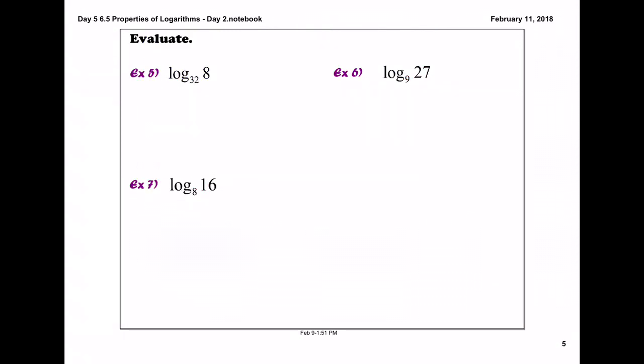The log button on your calculator says log. So let's evaluate a couple more examples. Example number 5 says log with a base 32 of 8. I know that for 32 and 8, a base of 2 would work very nicely. So we say log with a base 2 of 8 over log with a base 2 of 32. Then I can easily ask myself 2 to what power equals 8, 2 to what power equals 32? I know 2 to the third power equals 8, 2 to the fifth power equals 32, and I am finished.